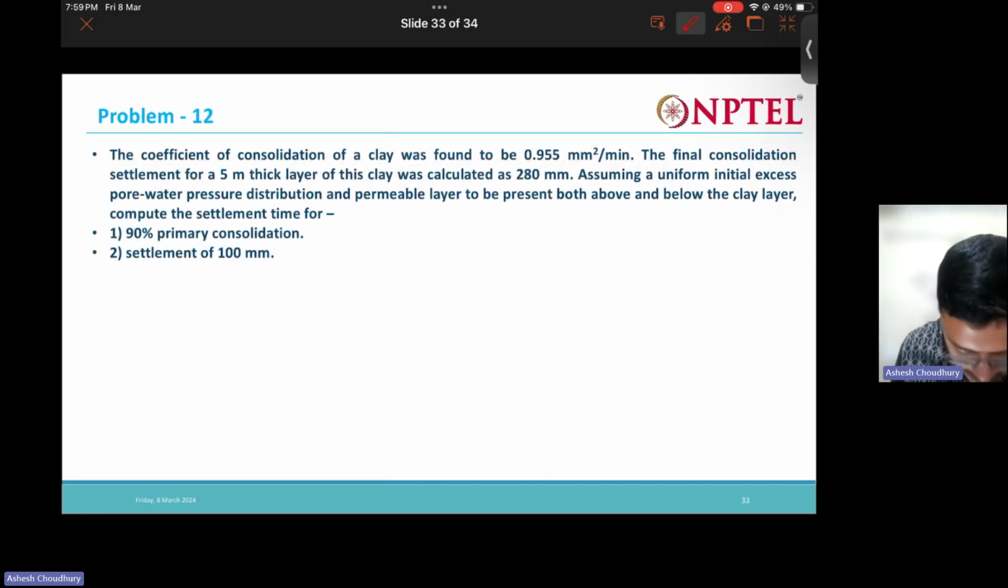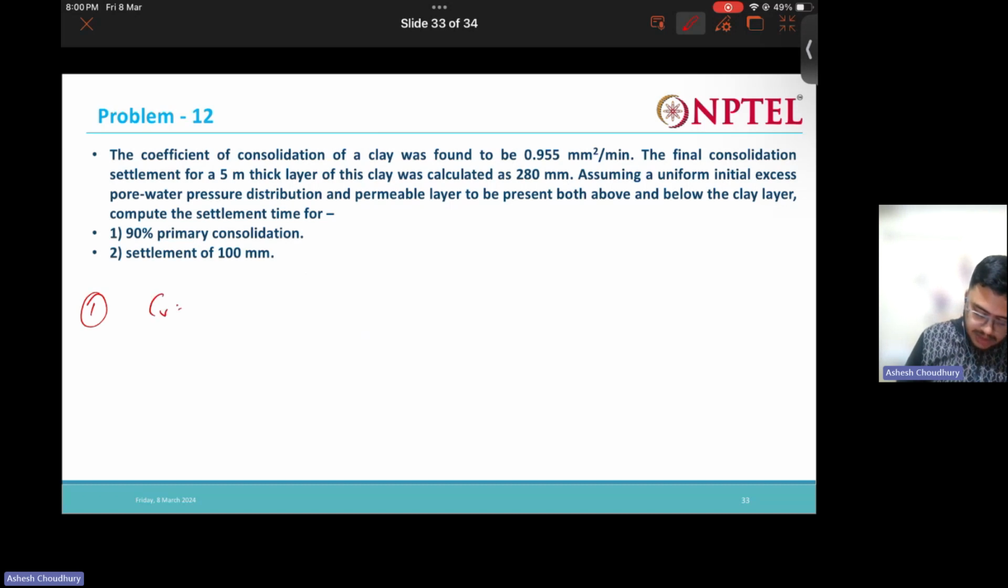Now let us come to the 12th and the last problem for today. The coefficient of consolidation of a clay was found to be 0.955 meters square per minute. The final consolidation settlement for a 5-meter thick layer of clay was calculated as 280 mm, assuming a uniform initial excess pore water pressure distribution and permeable layer to be present both below, that is double drainage. Compute the settlement time for 90% primary consolidation and settlement of 100 mm. Okay, so let us do the first thing first.